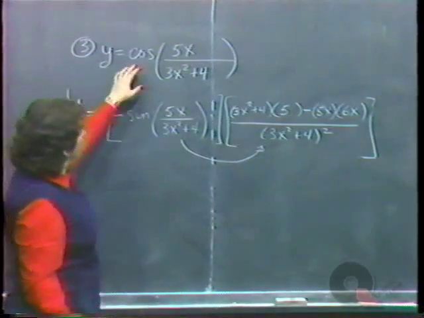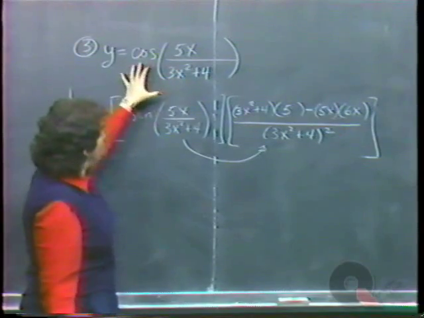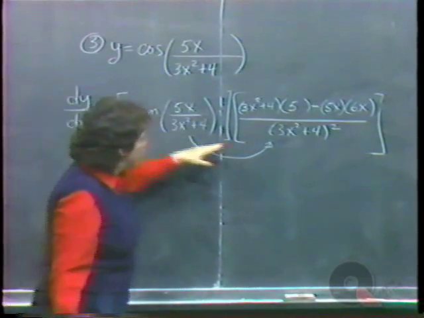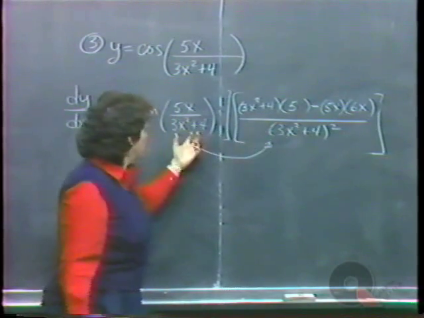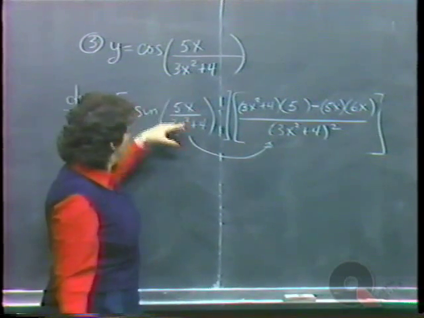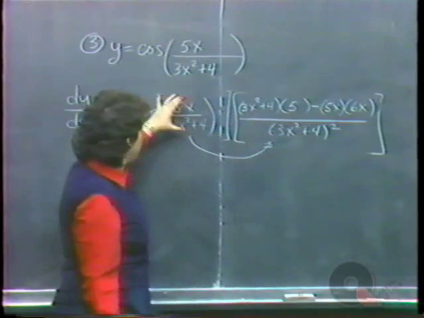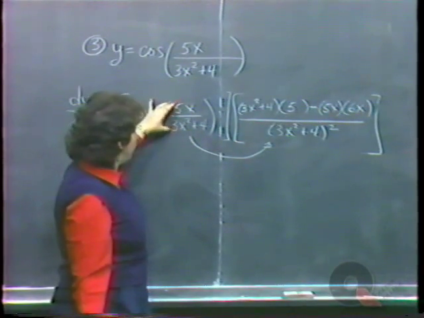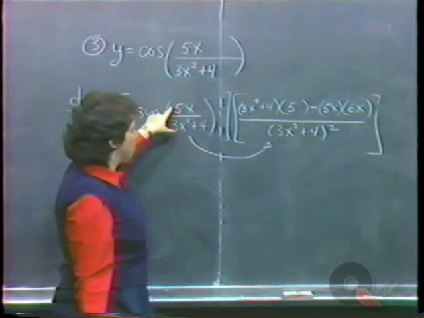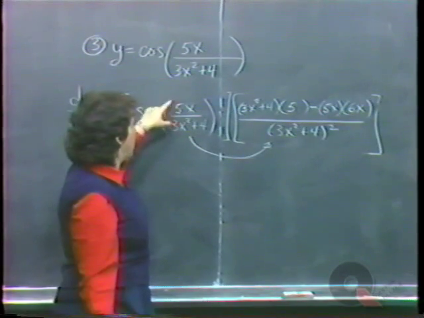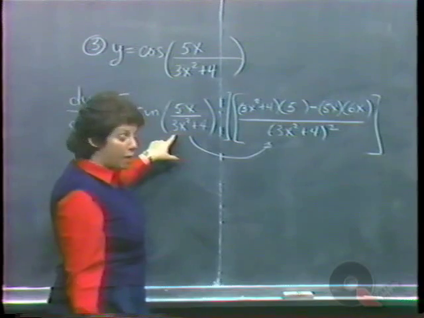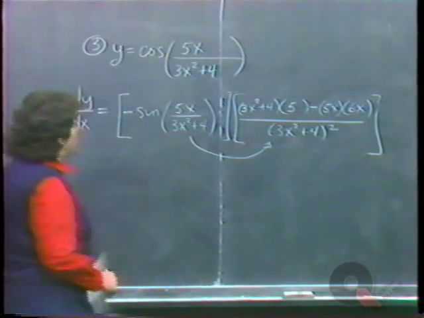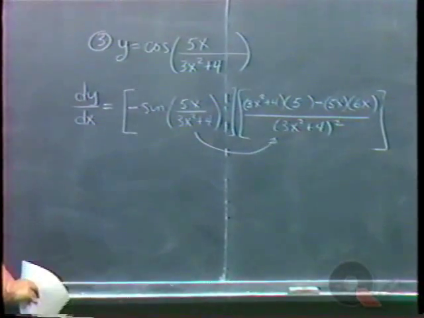Okay, so we have cosine of a function. The derivative of cosine of a function is minus sine of the same function times the derivative of the function, but this, of course, is a quotient. We need to differentiate it by the quotient rule. The derivative of a quotient is the bottom times the derivative of the top, which is 5, minus the top times the derivative of the bottom, which is 6x, all over the bottom squared. And of course, this can be simplified, but we're not going to work on that right now.